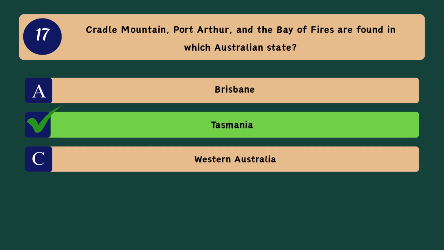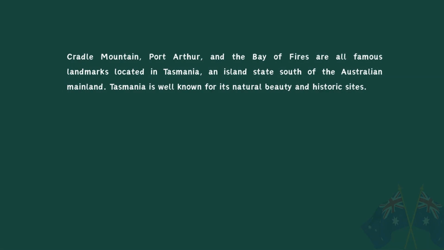Correct answer, B. Tasmania. Cradle Mountain, Port Arthur and the Bay of Fires are all famous landmarks located in Tasmania, an island state south of the Australian mainland. Tasmania is well known for its natural beauty and historic sites.